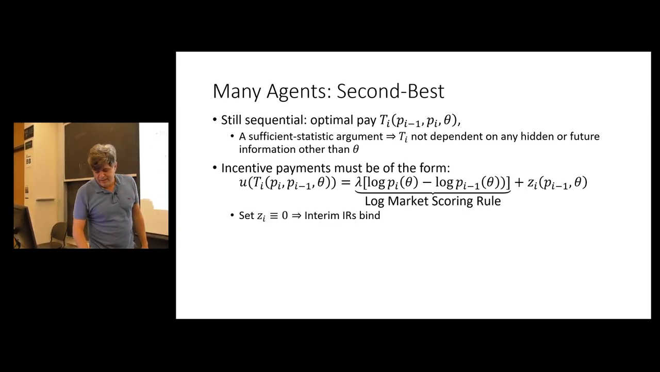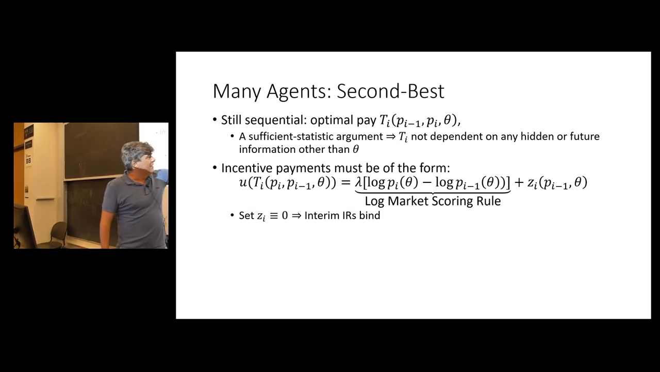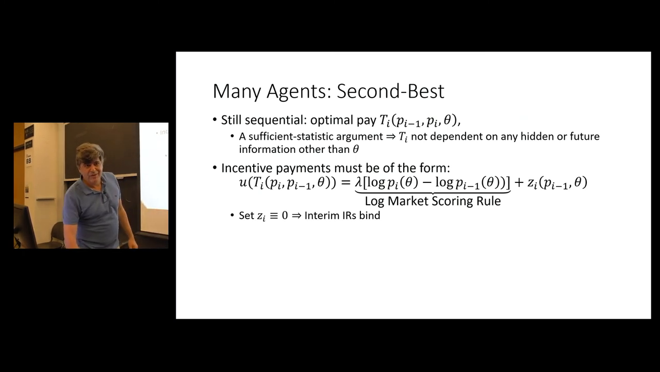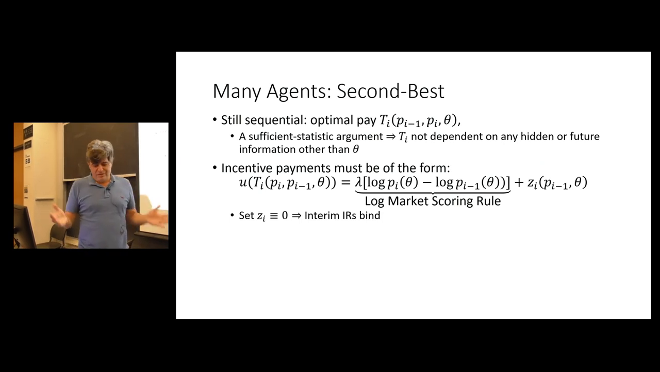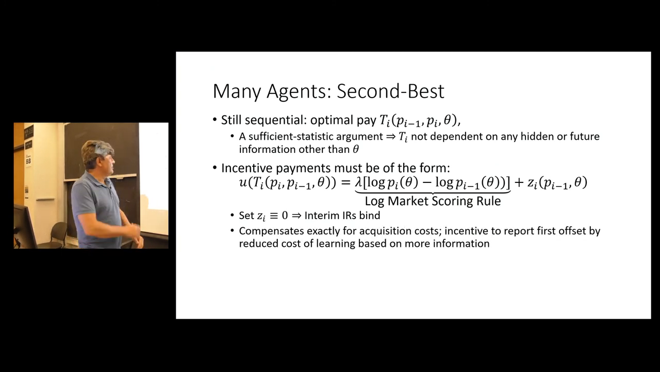Okay, and that's just restricting attention. Of course, there's also this term that doesn't depend on the agent's report that you can play with, but for simplicity, let's just set it to zero, and that will satisfy interim participation constraints. It means the agent who didn't change beliefs can always do nothing and get zero payment. So that's how in real life, there's always the option of not participating. That's how these rules work in real life.